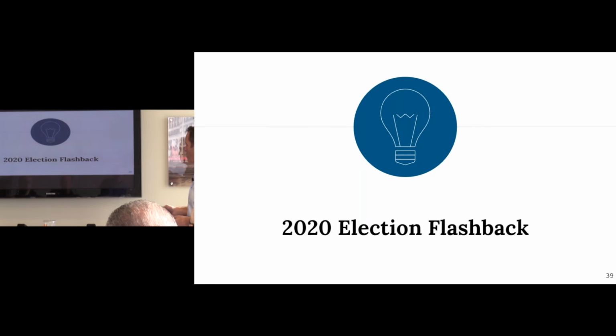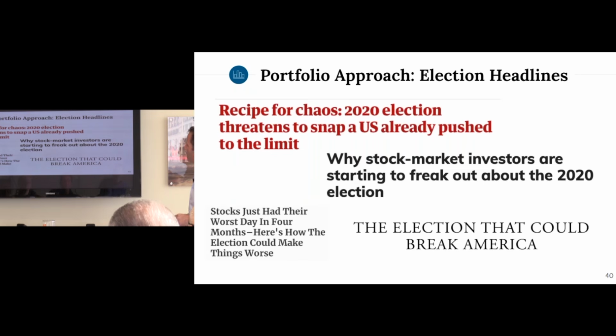So the 2020 election flashback. Let's see. Recipe for chaos. 2020 election threatens to snap a U.S. already pushed to the limit. Why stock market investors are starting to freak out about the 2020 election, the election that could break America. So these were the headlines. You would think you had to run for the hills. You would think you don't want to own a stock. You would think that we're ready to crash. According to every one of these, probably from the Wall Street Journal, the New York Times, wherever.